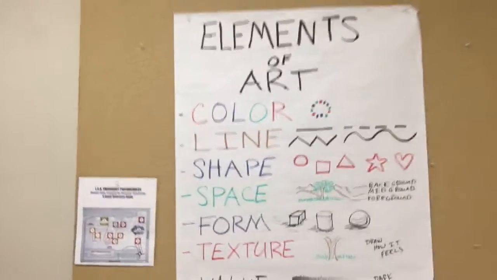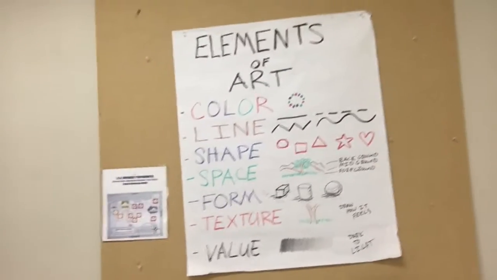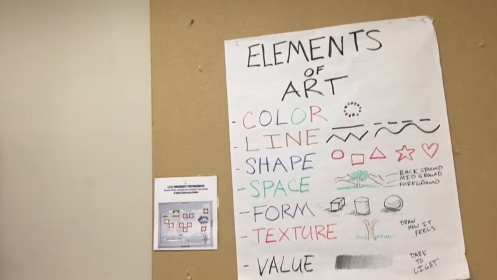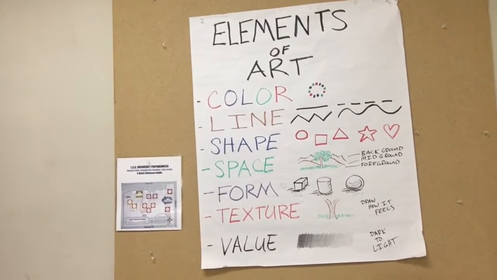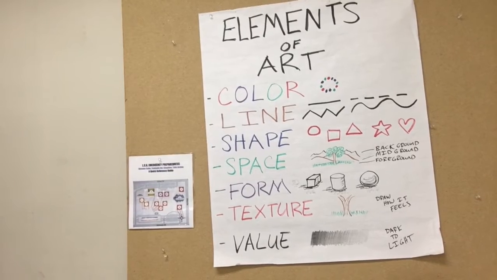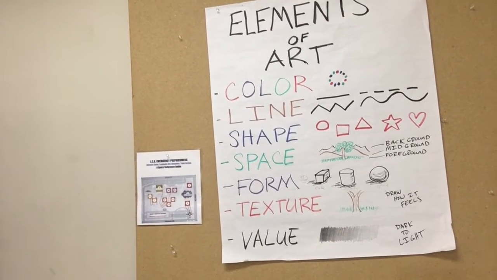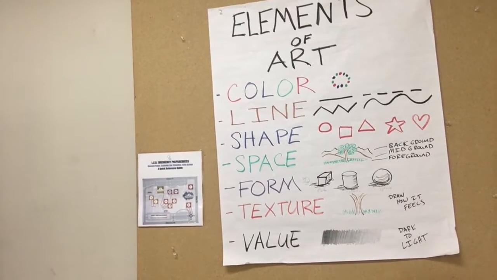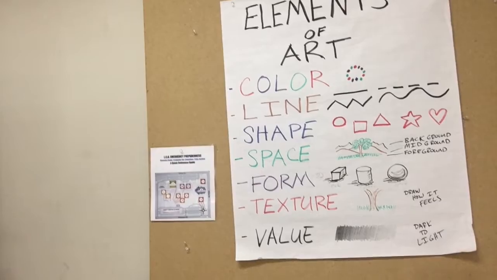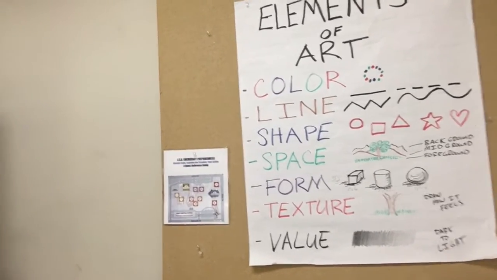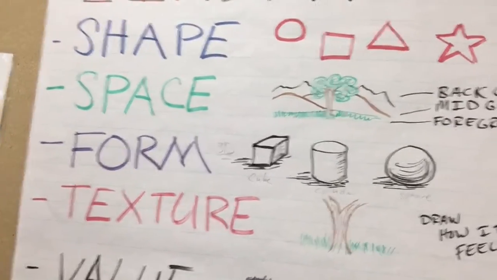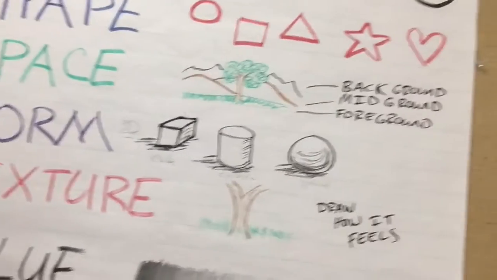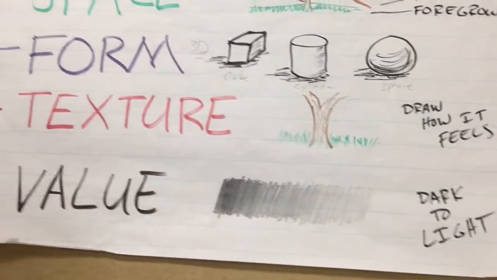So there are 7 elements of art here, and in every artwork you can find some or one or all of them. So you have color, line, shape, space, which is showing foreground, midground, background. Form is when the shape becomes 3-dimensional. You see we have some shadows there. We also have texture, which is drawing how it feels, and then you also have value, which is shading from light to dark.